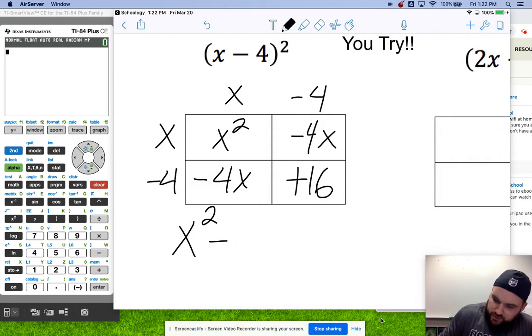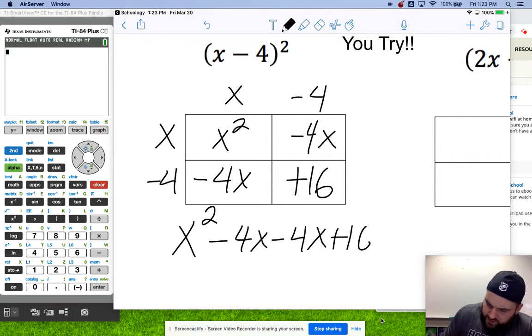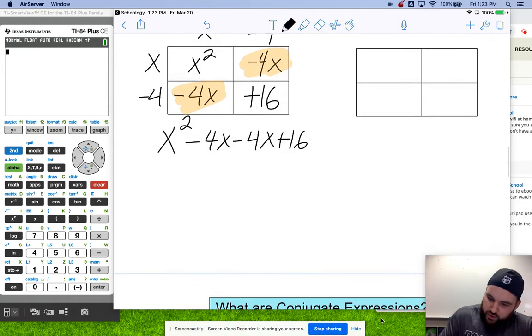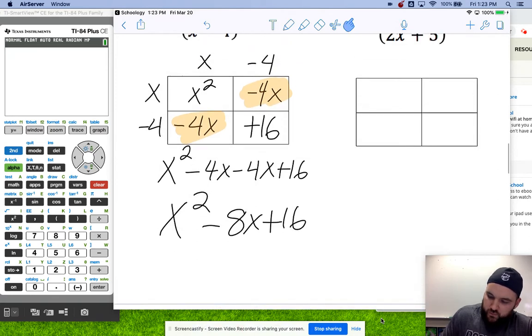Now, I jumped the gun a little bit there. Minus 4x plus 16. If you identify that you can combine those like terms, you don't have to write it down twice like I did here. You could go right to x squared minus 8x plus 16.